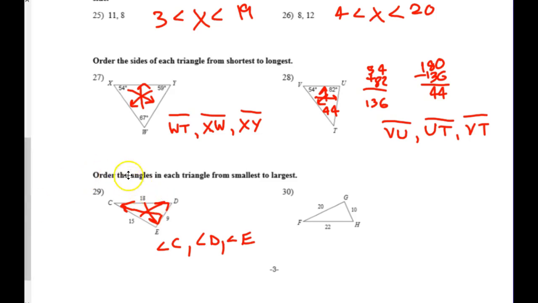Please make sure you give me what I'm asking for. Too many people put 9 or DE. Neither of those are angles.